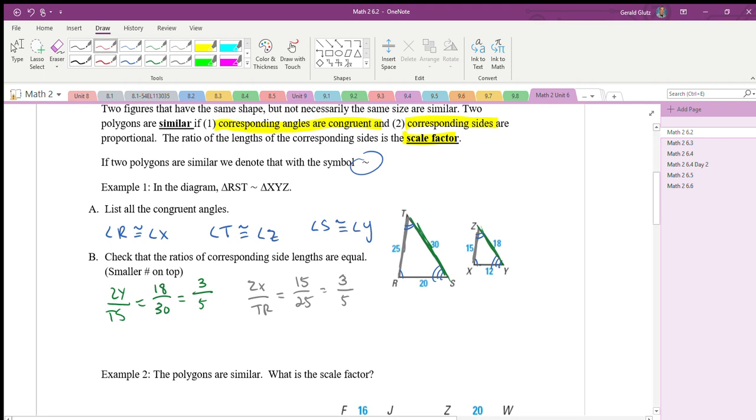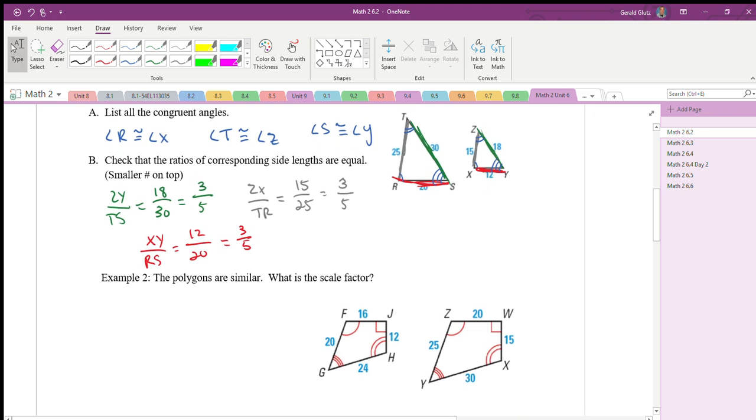That last side, XY and RS, those are corresponding, so they should be proportional. So XY over RS. XY was 12, RS is 20. If I reduce that fraction, I know that 4 goes into 12 3 times and 4 goes into 20 5 times. So notice that we get 3/5 as the scale factor for each side. So these triangles are similar because they all have the same proportion on their side lengths and all the corresponding angles are congruent.